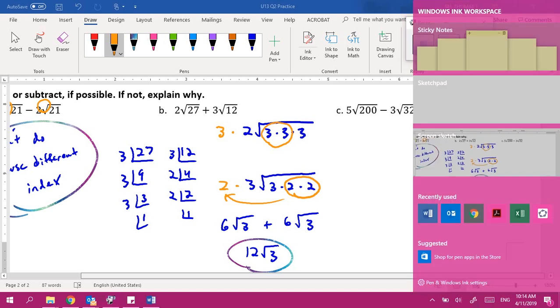All right. So the last one, 5C, I'll do on a separate one because I need some space here. 5 square roots of 200 minus 3 square roots of 32. So same thing. At first glance, it looks like you can't subtract these, but you have to simplify the radicals to check. So 200, let's see what the prime factorization here is.